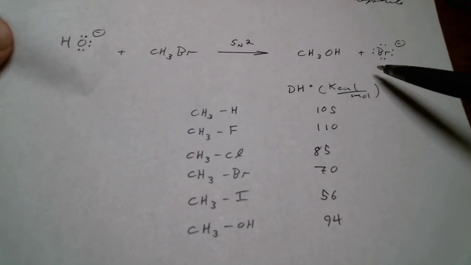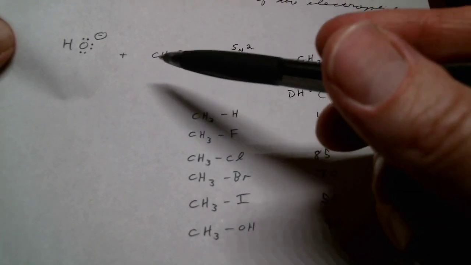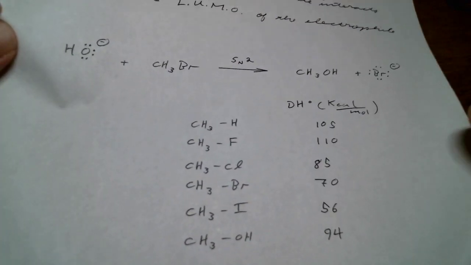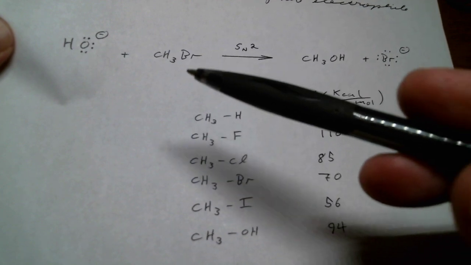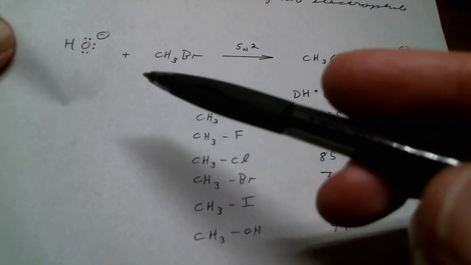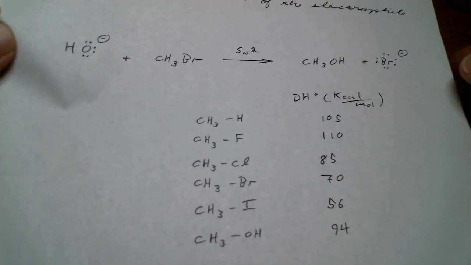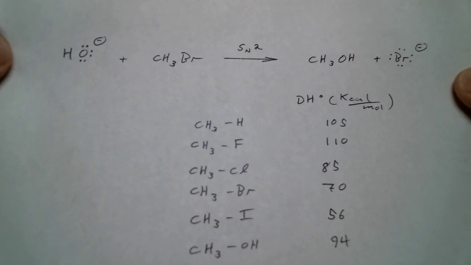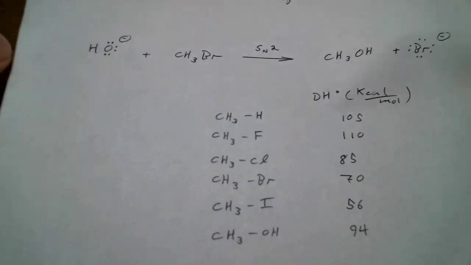So we would not prefer spontaneously to go this way. And we'll talk about what makes a good leaving group. So bromide is obviously a better leaving group than hydroxide in terms of relative basicities and such.